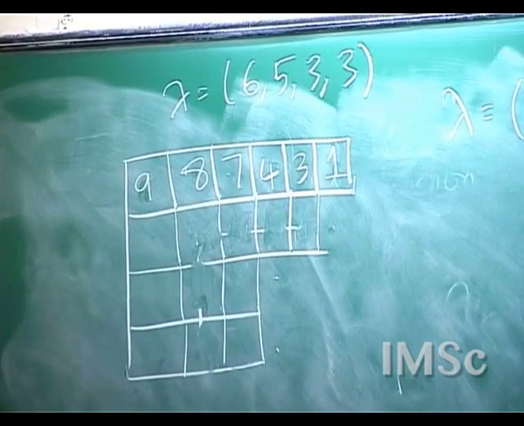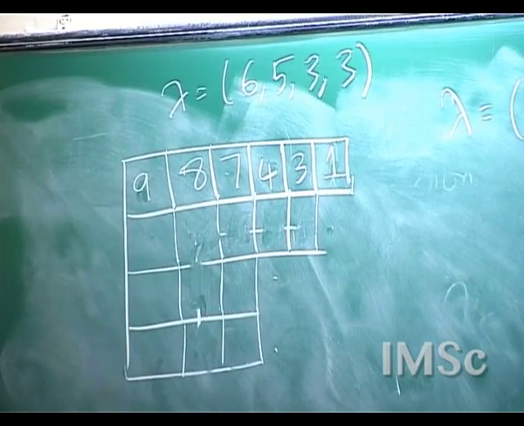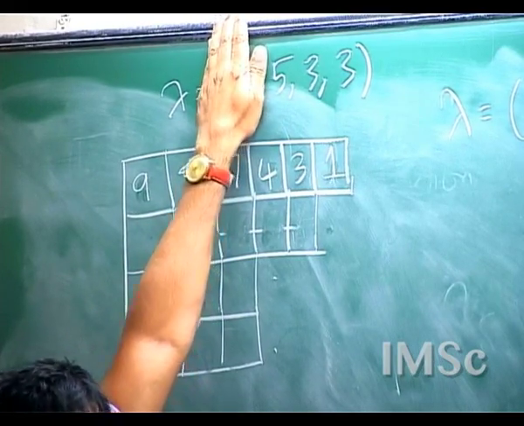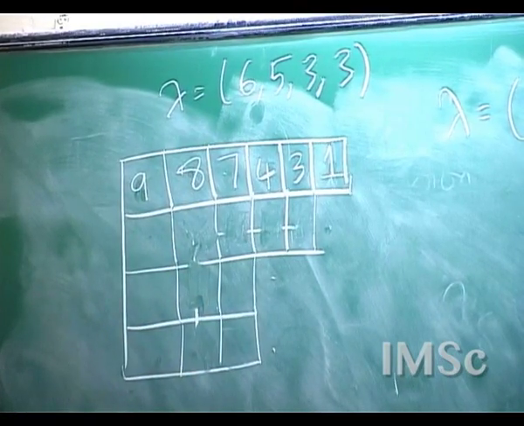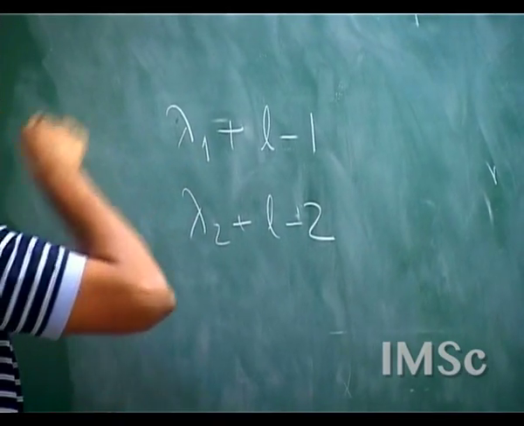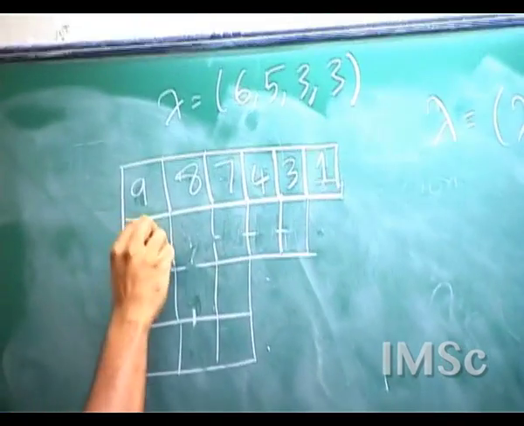Okay. Let's do it with the second row. So here it's almost as if I'm just starting afresh. I just look at this 5, 3, 3. So it would start off with lambda 2 plus L minus 2. And then there'll be some missed numbers. So anyway, this will be 7.